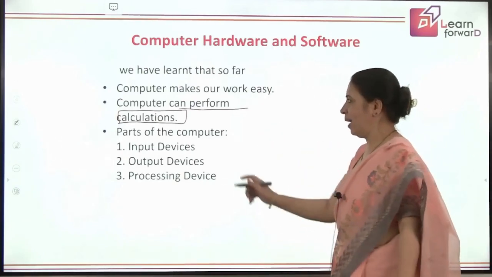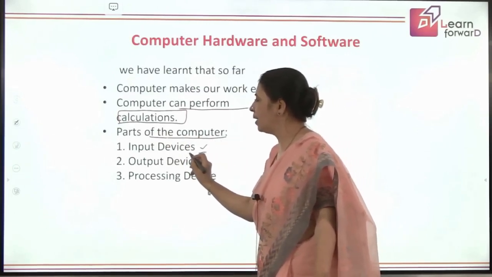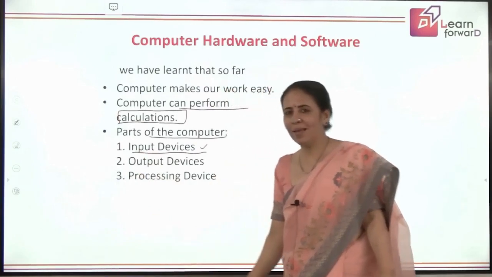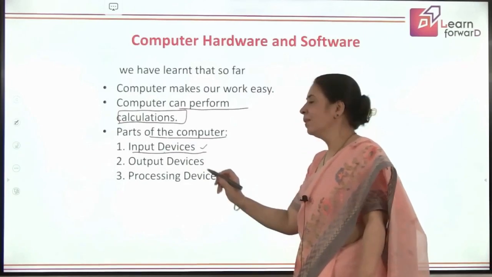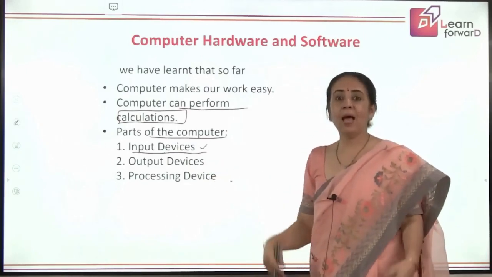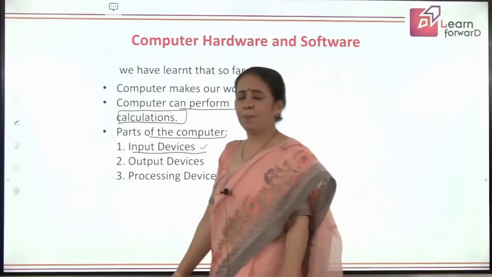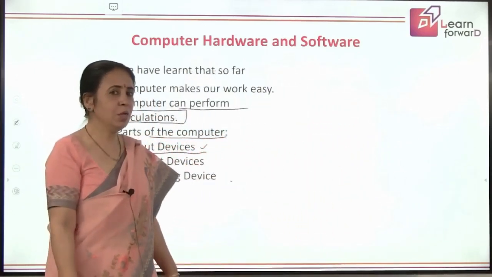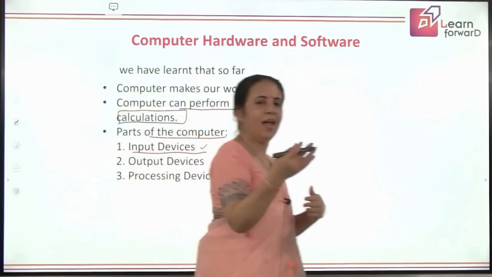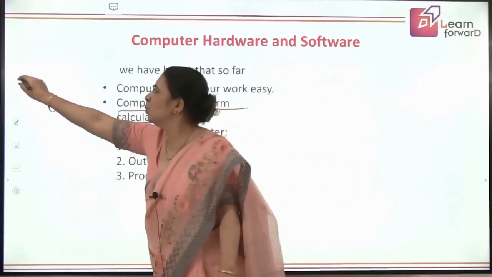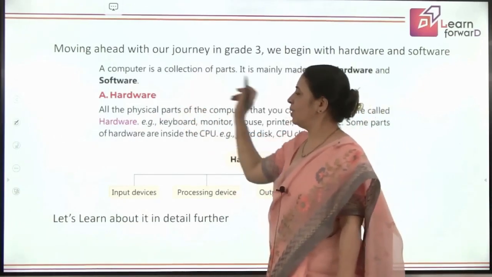And we have also studied different parts that are attached to the computer. Do you remember them? Correct. That is input device, output device, and a processing device as well. What are these input, output, and processing devices? You have studied in the previous classes. So, taking our journey ahead, we come to a new topic, that is hardware and software.